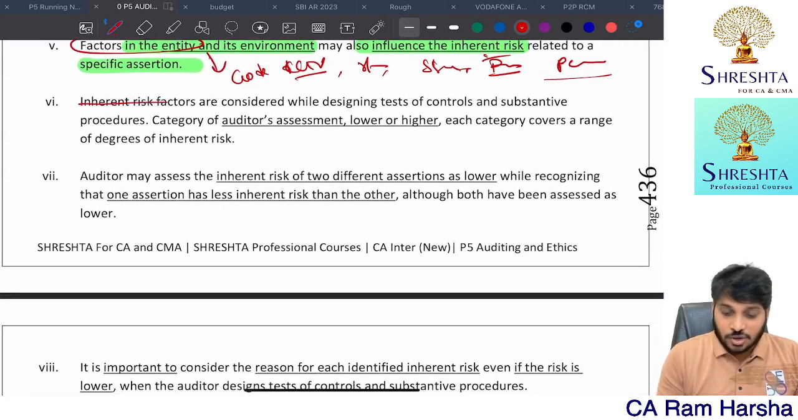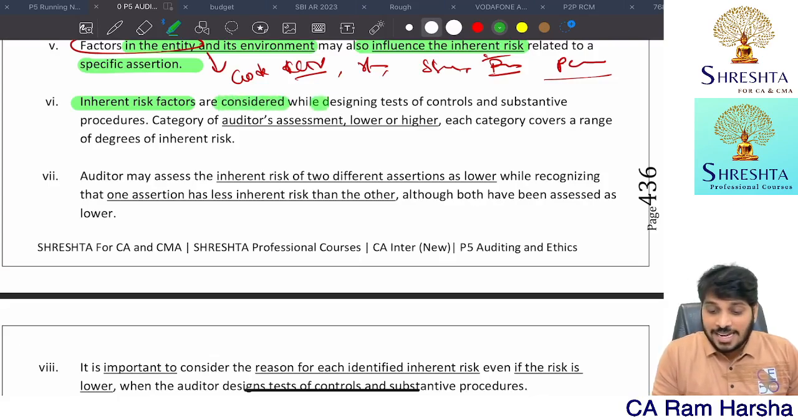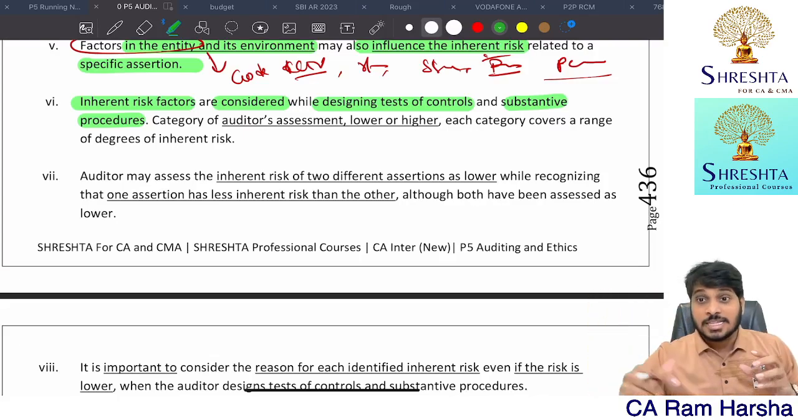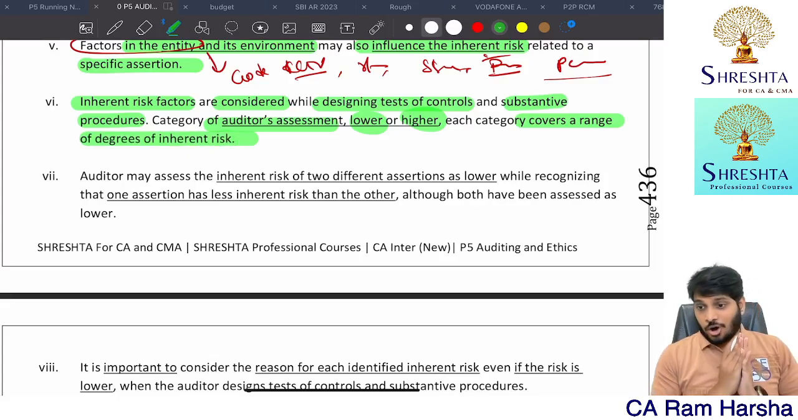So all these inherent risk factors, all inherent risk possibilities, are considered while designing controls and while performing further audit procedures. First, we look at all the possibilities of risk. Then we have to plan our further audit procedure. First identify the risk, then assess the risk, then respond. Getting it? The category of the auditor's risk assessment may be lower risk or higher risk. We have to cover all the risks. So our audit procedure should address all the risks. Low risk items we should also verify, high risk items also we should verify.